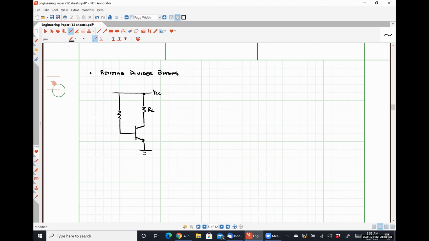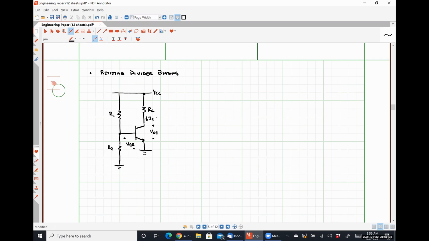Here's VCC. I'm going to call this guy R1. So this is our simple biasing structure. All I'm doing is adding to it one more resistor, R2. I'm going to define voltage VBE here. Here's a voltage VCE. Here is our collector current IC.